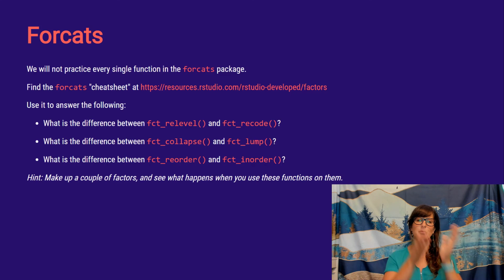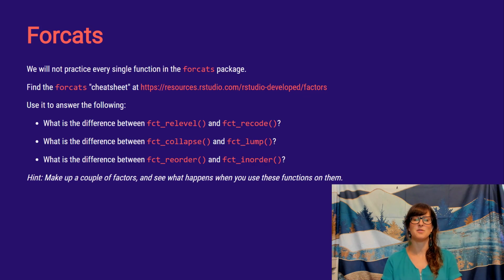So we have factor relevel and factor recode. What's the difference between releveling versus recoding? We have factor collapse and factor lump. Those are both two words that kind of evoke this collapsing and lumping together. What is the difference between those? And then there is factor reorder and factor in order. What is the difference between those?